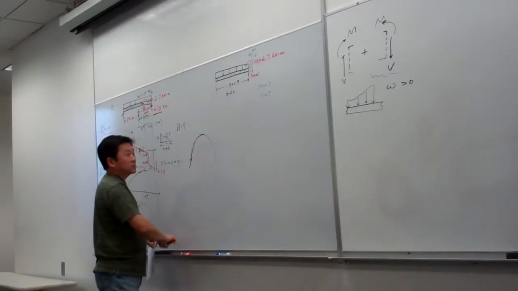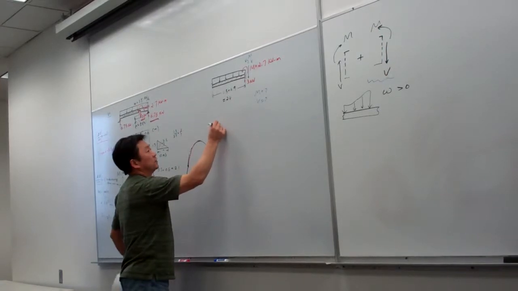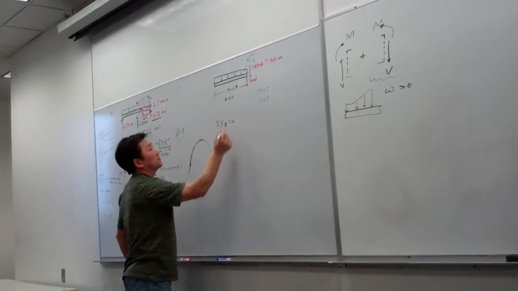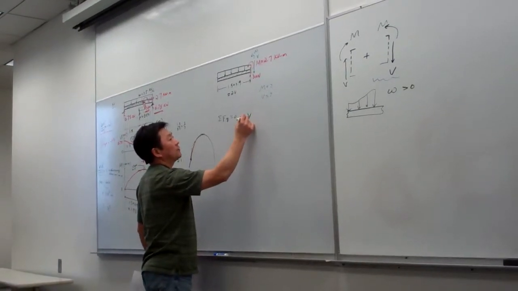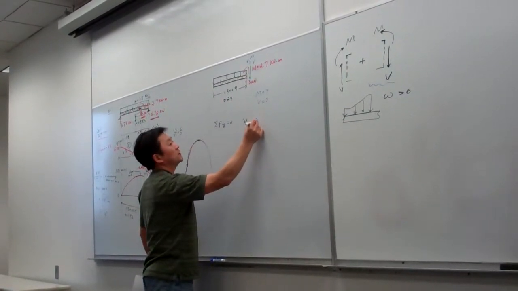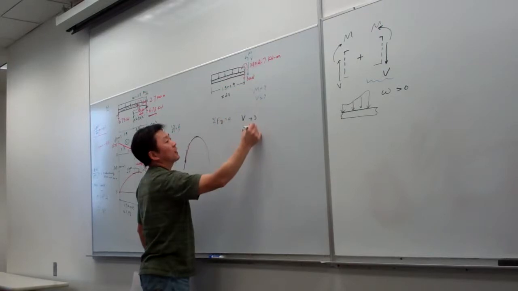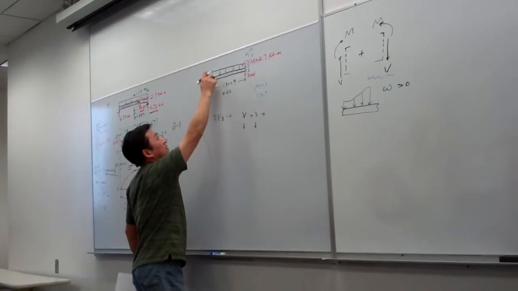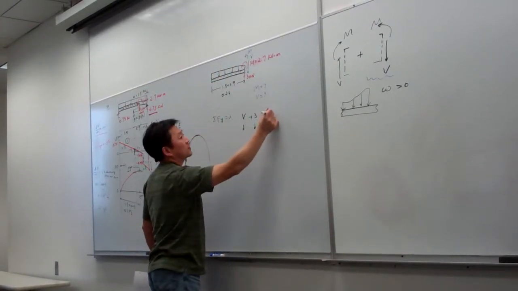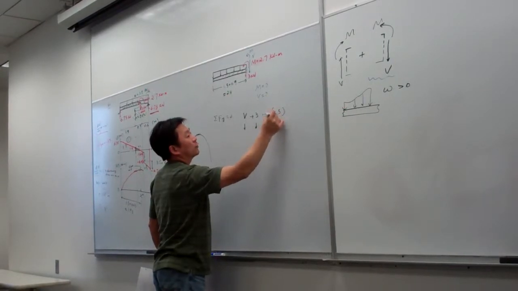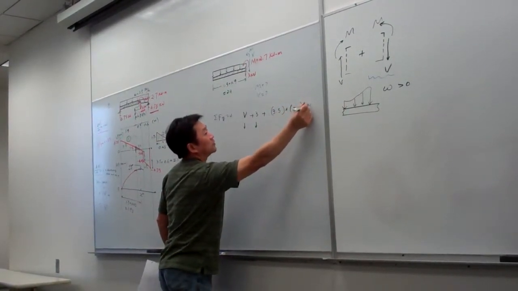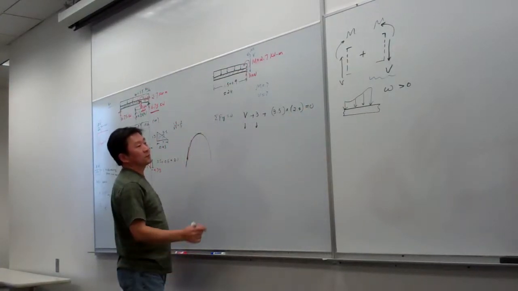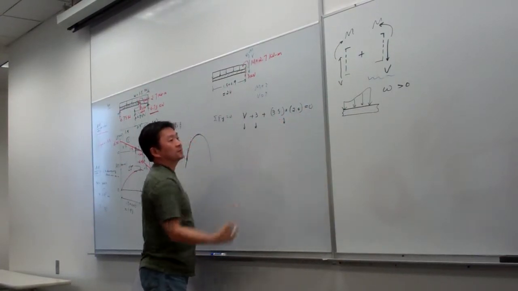And now we simply take the equilibrium equations, the force in y direction equal to 0. So in y direction equal to 0, that means V downward plus 3, this one downward, plus the distributed loading, that is 3.5 per length, and multiply the length, 2.4. The whole thing must be equal to 0. And this one is downward.